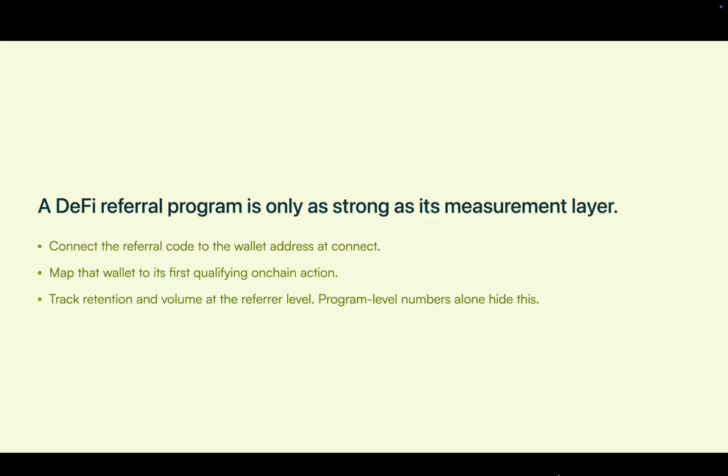The main takeaway is simple. A DeFi referral program is only as strong as its measurement layer. Start by connecting the referral code to the wallet address at connect. Then map that wallet to the first qualifying on-chain action. From there, track retention, volume, and value at the referrer level. Don't stop at wallet connects or code redemptions. Those metrics tell you that someone entered the funnel. What matters is whether that wallet became a valuable retained protocol user. And metrics like CPRA and the referral-to-organic retention ratio help you answer that.